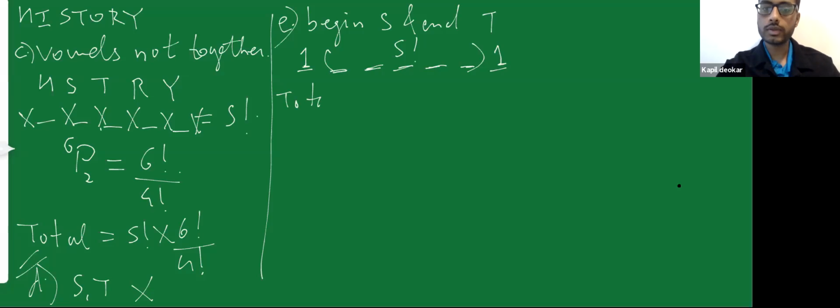So total is equal to how much? Total is equal to first place that can be filled in one way. Middle 5 places can be filled in 5 factorial ways, and last place can be filled in one way. That is equal to how much? 120 different ways.